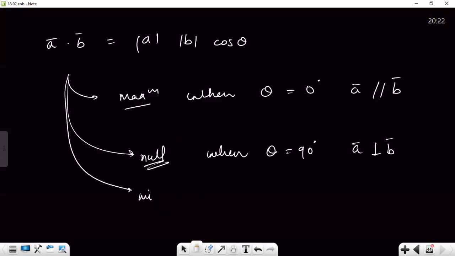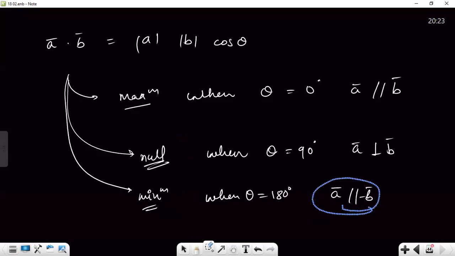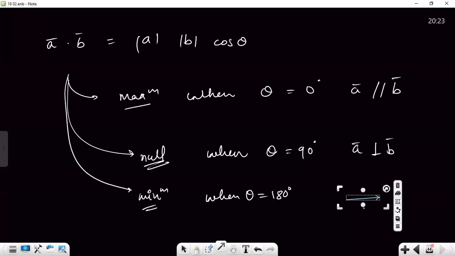It will be minimum when theta is 180 degrees, that is, anti-parallel, unlike vectors. So this is all about the dot product.